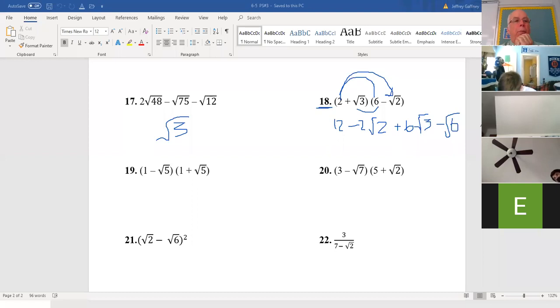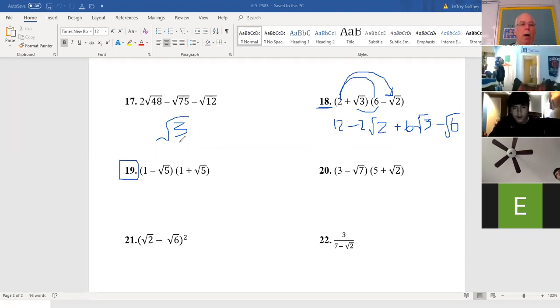No. Is there something else I can do there? Nope, because all 4 of those terms are not like terms. I can't consolidate them. All right, 19. What are you being asked to do?